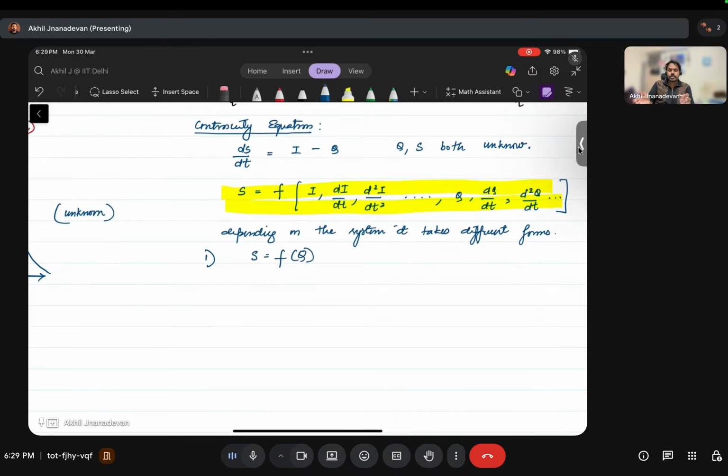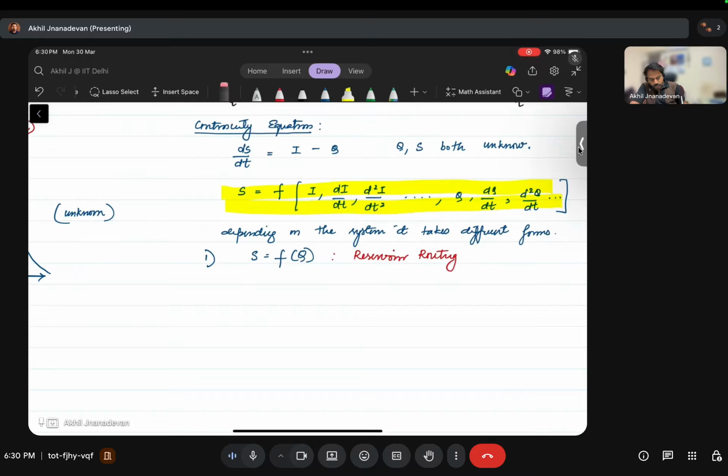So we know storage has been defined as a function of inflow and its derivatives and outflow and its derivatives. If the storage is being defined as a function of only outflow, then such a model is called reservoir routing or level pool routing. This is called the reservoir routing problem. In case of a reservoir, the storage will be a function of outflow.